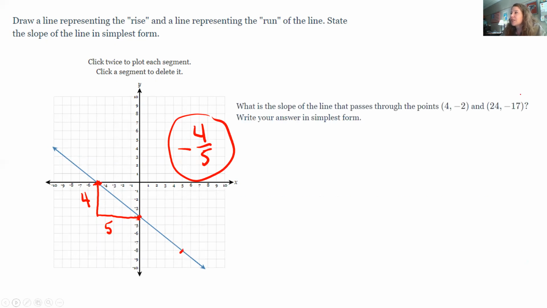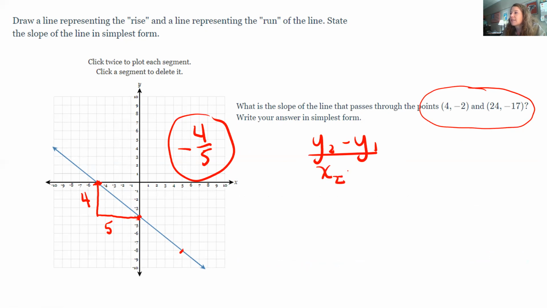So this one is just like looking at a table. They give you two ordered pairs. You're going to do the change in y over the change in x. So we're going to do our change in y: -17 minus -2, over our change in x: 24 minus 4.